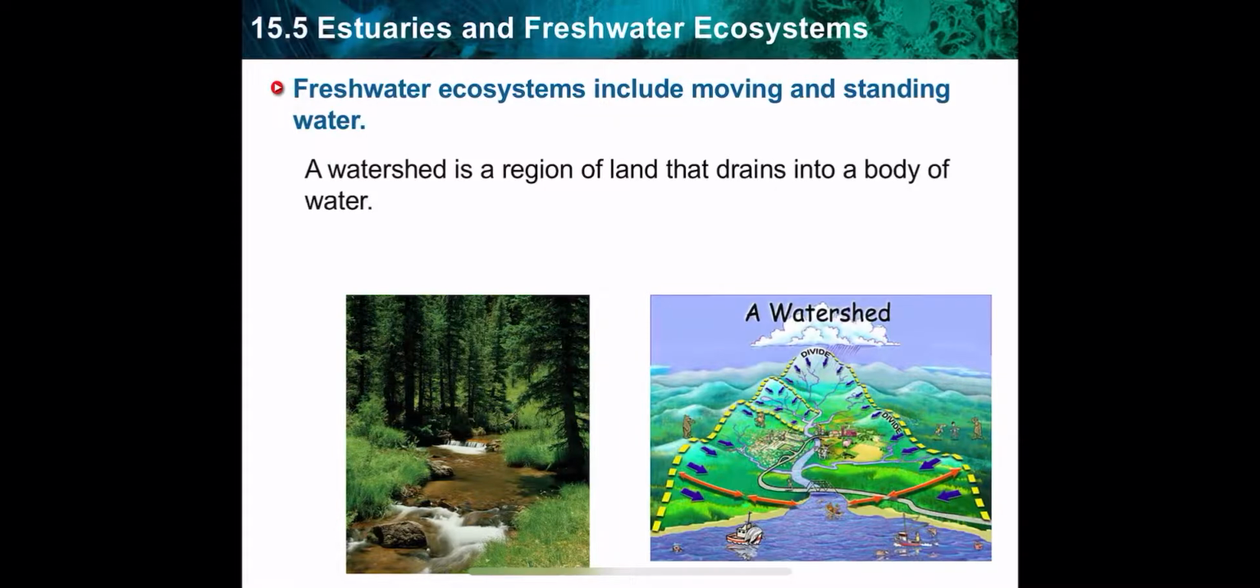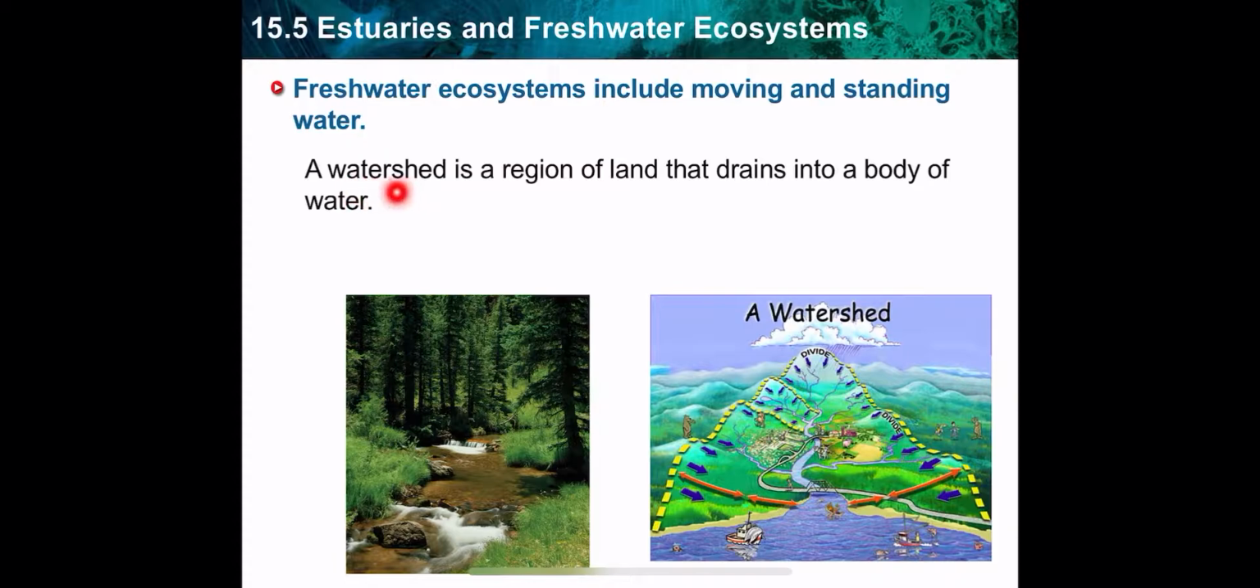Complete lesson 15.5, estuaries and freshwater ecosystems. We talked about estuaries, and we know that estuaries are mixtures of freshwater and salty water. After that, let's talk about freshwater ecosystems. Freshwater ecosystems include moving water like rivers and streams, and standing water like ponds and lakes.